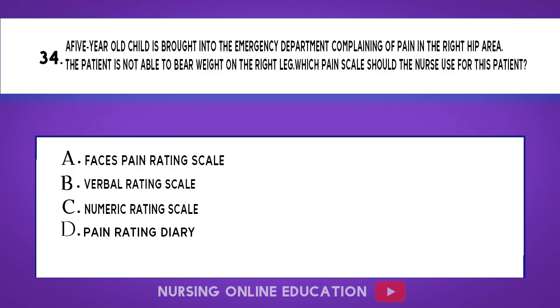34. A 5-year-old child is brought into the emergency department complaining of pain in the right hip area. The patient is not able to bear weight on the right leg. Which pain scale should the nurse use for this patient? A. Faces pain rating scale, B. Verbal rating scale, C. Numeric rating scale, D. Pain rating diary. The answer is option A, Faces pain rating scale.